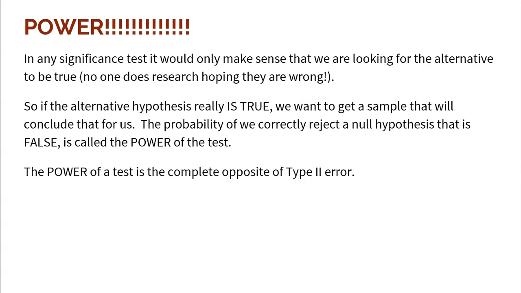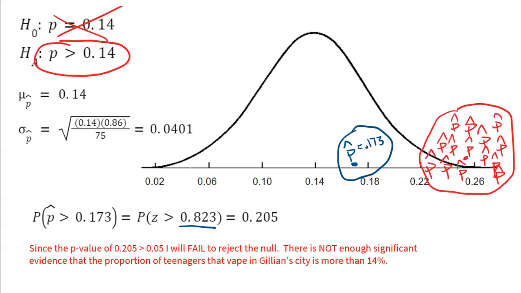So, the power of a test is actually the complete opposite of a type 2 error. Remember, a type 2 error is beta. The type 2 error is, oh no, I made a mistake. The null was wrong, but my conclusion was to fail to reject it. Think back to what Jillian did right here. Her sample ended up being 17.3%. Her sample ended up having a very high p-value, so she failed to reject the null, but that was wrong. That was wrong.